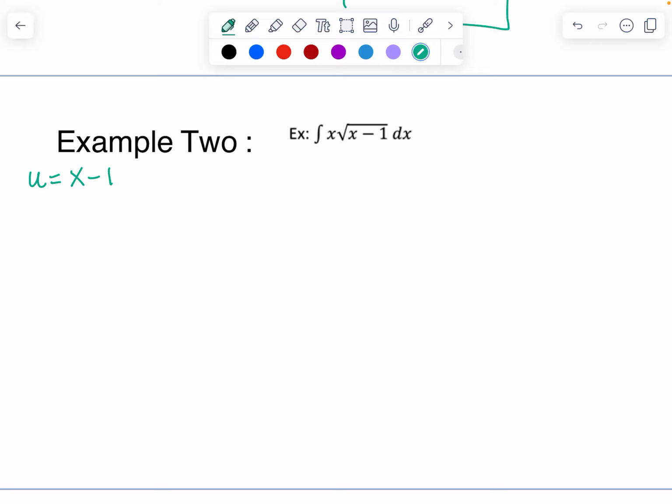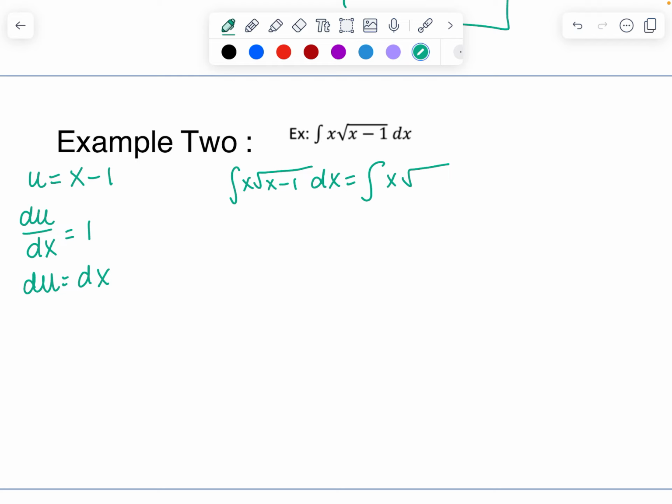So the derivative of u is du/dx equals 1, and so then du equals dx based on that. And so if I try to use my u substitution here, this is what it originally is, and I would have x times the square root of u times du. The problem with that is that this x doesn't go away. That doesn't mean I did anything wrong. That just means I have to use a little bit more extra algebra.